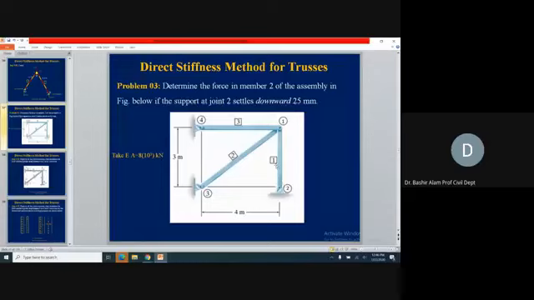Member 1 connects joints 2 and 1. Member 2 connects joints 1 and 3. Member 3 connects joints 1 and 4. At 4 we have a hinge support. At 3 we have a hinge support. At 2 we have a hinge support. What will be the order of the structural stiffness matrix? We have 4 joints, so 4 multiplied by 2, it will be 8 cross 8. Each member will have a 4 cross 4 element stiffness matrix.